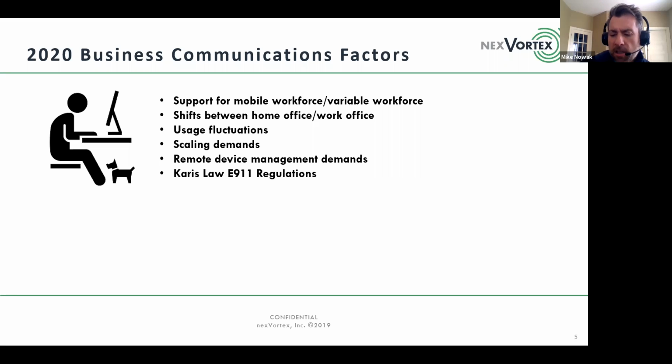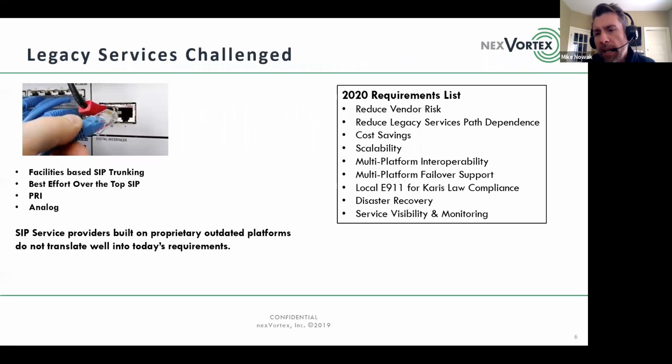What it has done is it really has brought to light some of the significant drawbacks of using legacy services. And as folks try to make these changes and be flexible for their staff, and they look at their current PRI or legacy SIP trunking services or analog services, they recognize that they need to make some changes. And the change that they need to make is not necessarily just for today, but what does the future look like in a year or a couple years from now as they evolve.